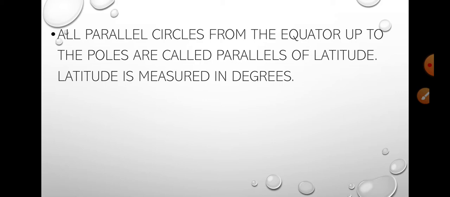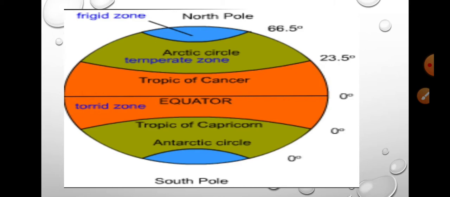All parallel circles from the equator up to the poles are called parallels of latitude, and latitude is measured in degrees. This is the picture. You can see the earth is divided in two equal halves by a line called the equator. You can see in the middle of the circle it is 0 degree latitude.